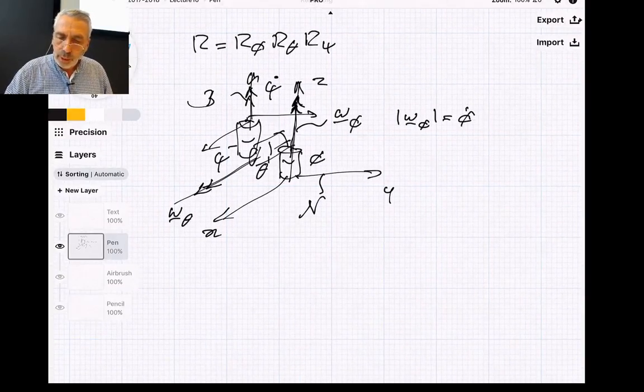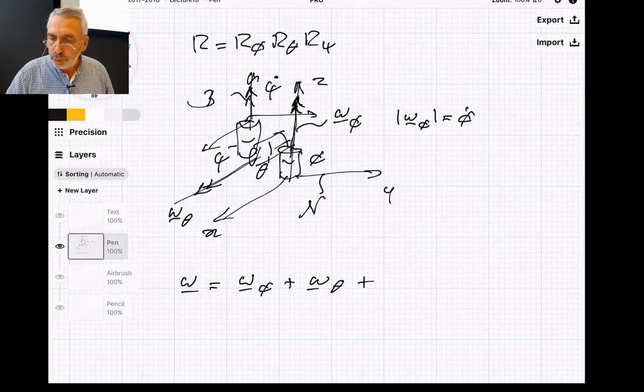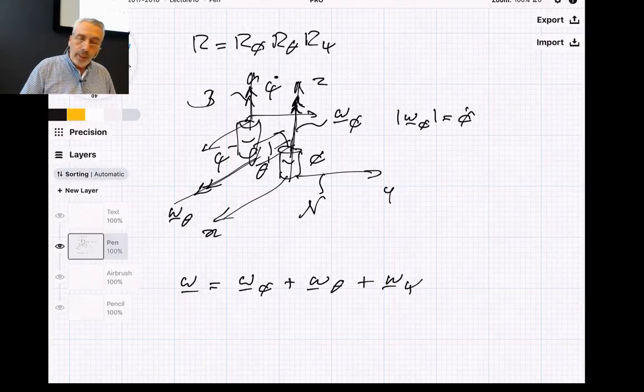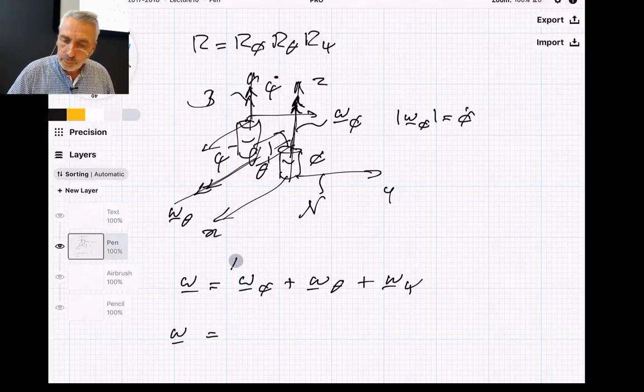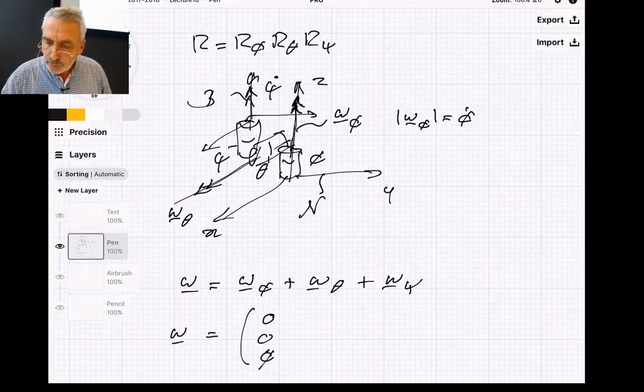So you could say for the omega of the body, I just add those 3 vectors. I take omega phi plus omega theta plus omega psi. And if I do that, I get my omega vector. Now, what are these omegas? Well, I know this guy, I know it in this reference frame. I can express it in this reference frame. I know what it is in this reference frame, because there's nothing about the x, there's only about the y, and nothing about y, only about the z-axis. So it's 0, 0, phi dot.